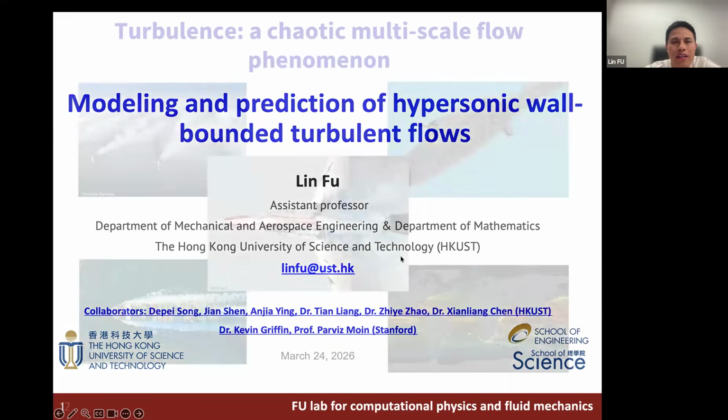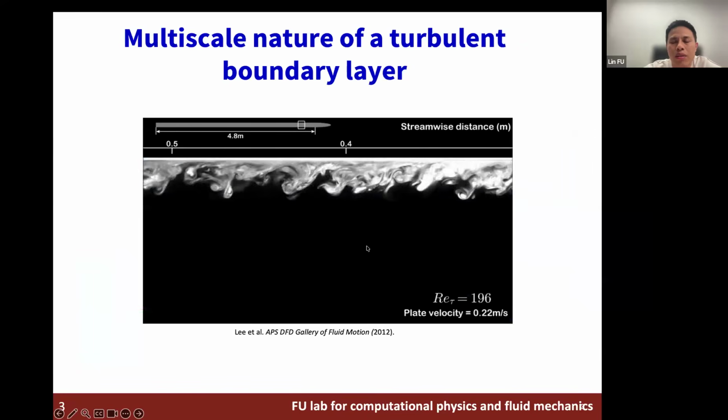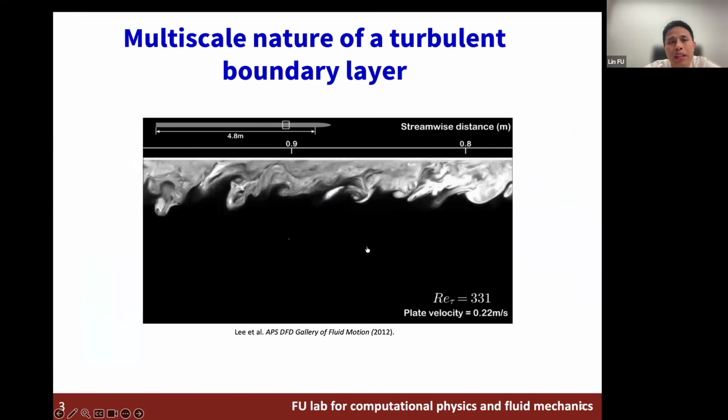So we all know that turbulence is a chaotic multi-scale flow phenomenon. There is a broad range of applications, from wind energy, submarine applications, the ship industry, and atmospheric flow, etc. And apparently, the most important application from our perspective is in aerospace engineering, especially when we are concerned about the CFD prediction of the aerodynamic flow. That heavily relies on the accurate prediction of the turbulent flow.